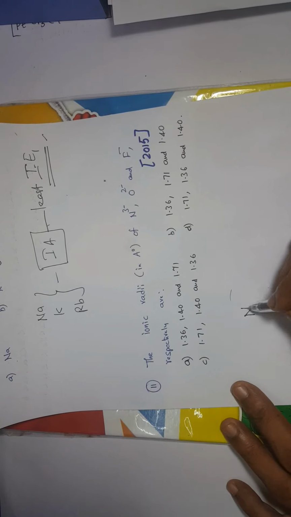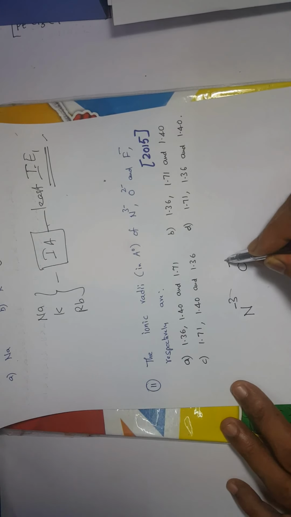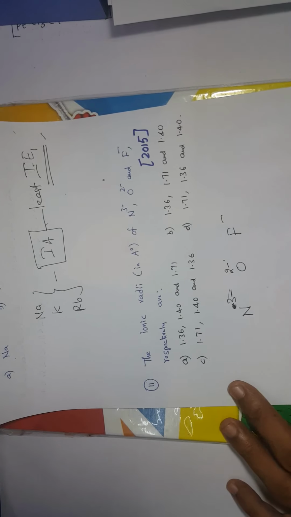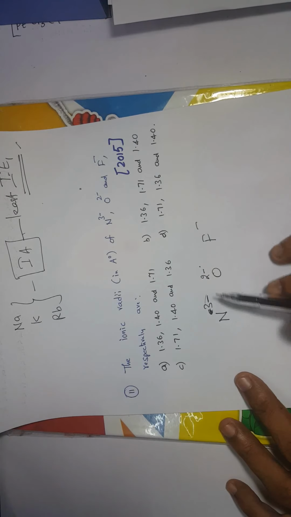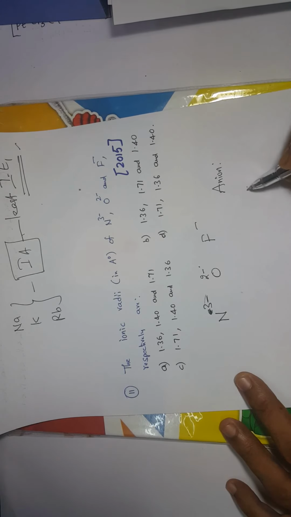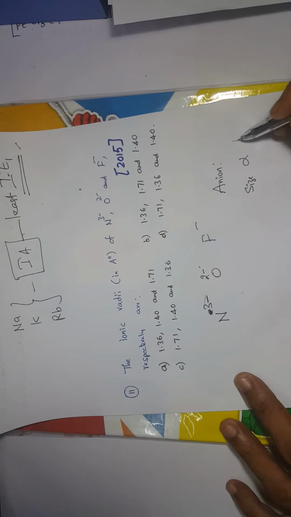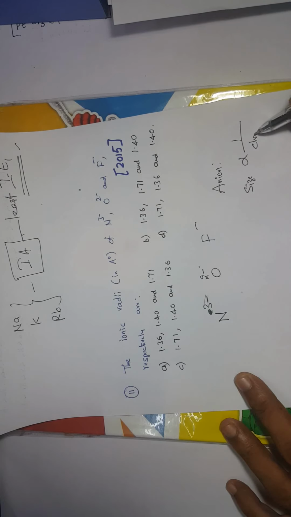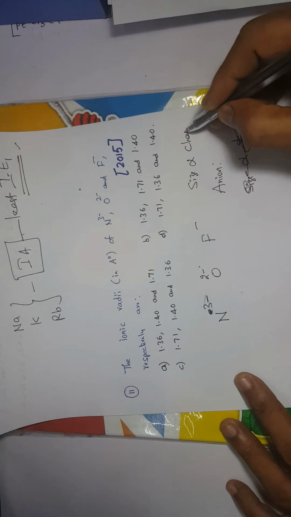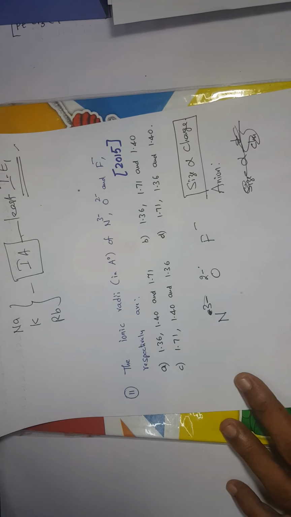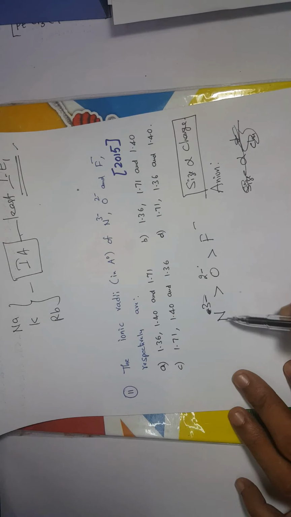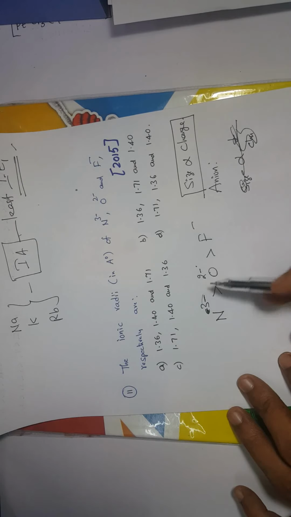Then here they are asking about the ionic radii of N 3 minus, O 2 minus, F minus. The thing is, in the case of anions, N 3 minus, oxygen 2 minus, F minus, see the negative charge. In the anion case, size is directly proportional to charge. So an increase in the charge means size also increases. Which one has the highest charge here? Nitrogen 3 minus has the greater charge and also size.